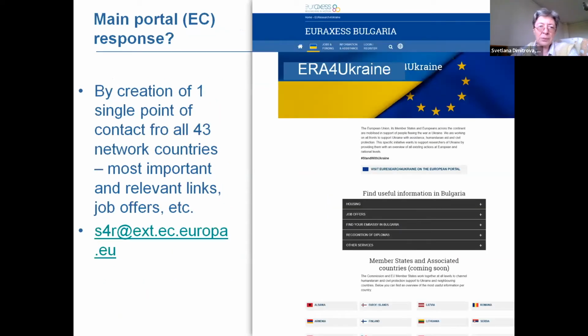And how was the structured response? The European Commission created this section that is marked with the Ukrainian flag, as you can see, where each of the countries is represented by five sections. And they are unified as well. This is about housing and accommodation, job offers, a link to the contacts of the embassy, and also what other services we can provide.